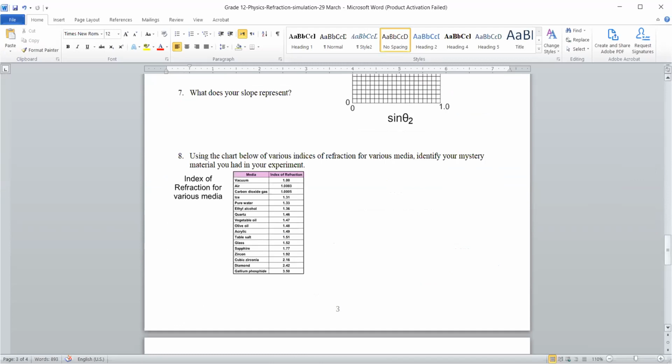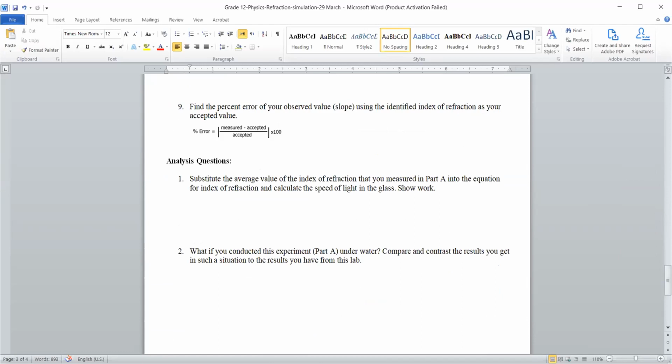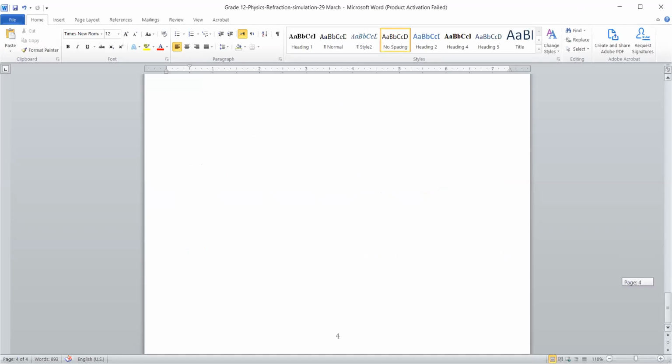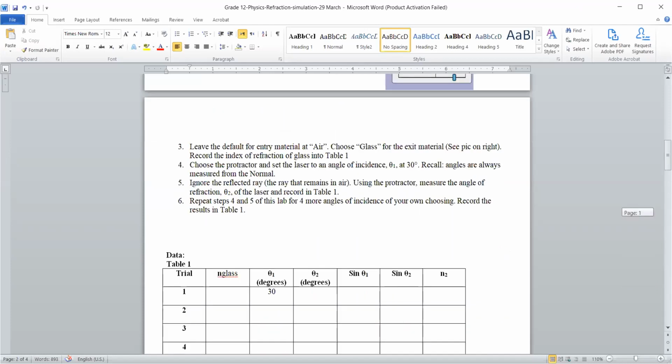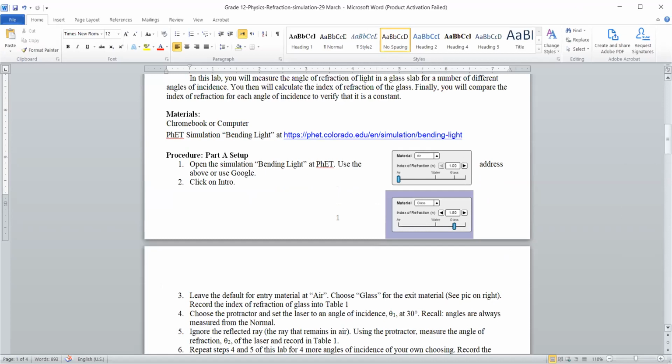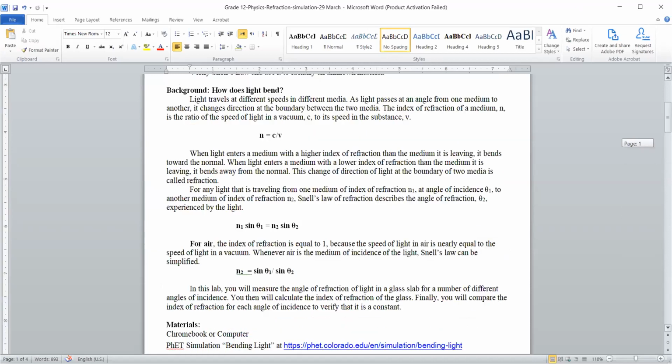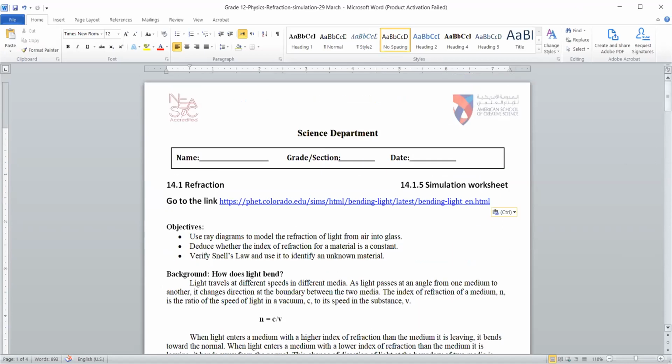and use the chart here. This is the index of refraction. By using the chart, you can continue working on the experiment, and at the end you have 2 analysis questions. By this you will be done with your lab. Please don't forget to answer all the questions, fill the tables and follow the instructions, then submit into assignments. The deadline will be Thursday, April 2, the 2nd of April.